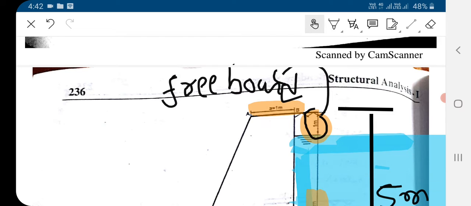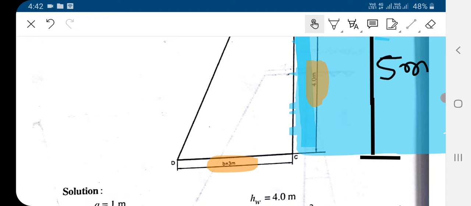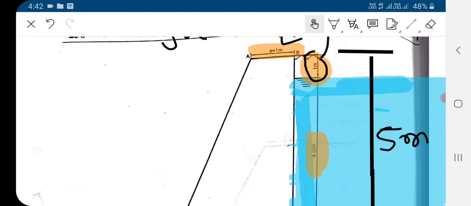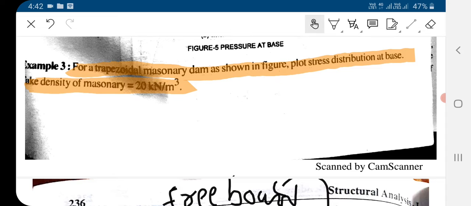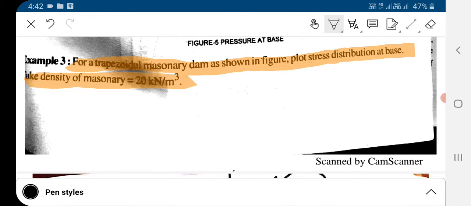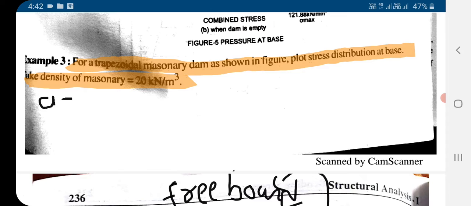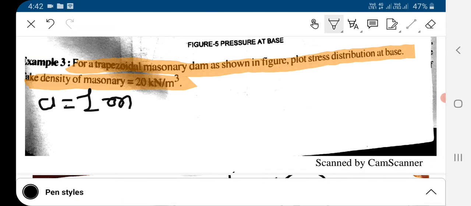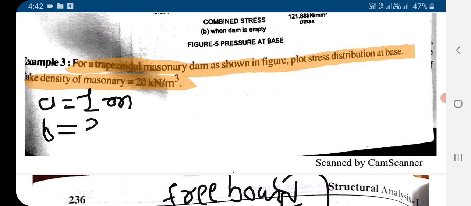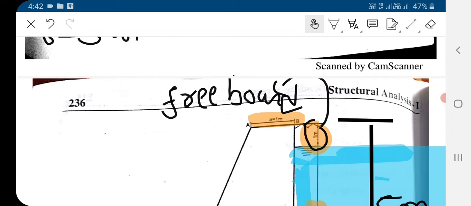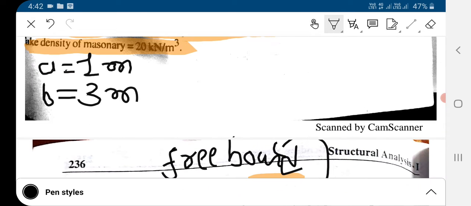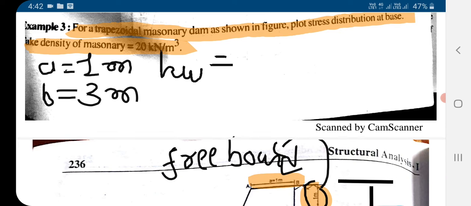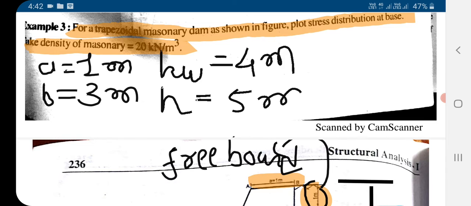So from the figure, whatever data we know, we will write over here. The top width A is given to us as 1 meter. The bottom width B is 3 meter. The height of water HW is given to us as 4 meter, and the total height H, we know, is 5 meter.